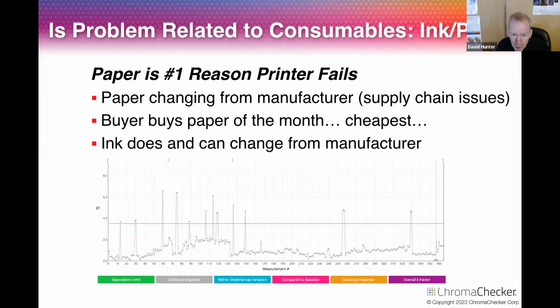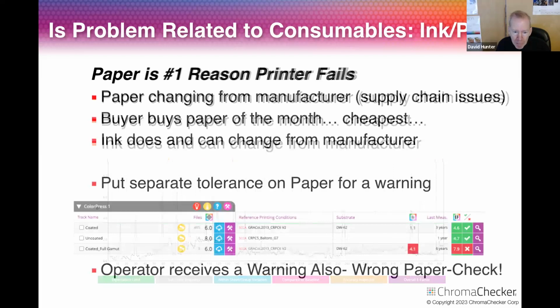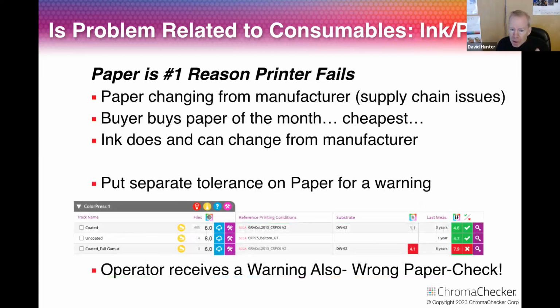And with ChromaChecker, all you have to do is set up the paper that you're using within the Substrate Inspector. And we have videos on how to do that. And then once you've set that paper up in Substrate Inspector, you can actually put a tolerance on the paper independent of the print track. So if you take a look here on this Color Press 1, you see over on the right, there's a substrate category and there's a red number of a 4.1, which is the E factor of the paper. And on the right of it, the printer's at a 7.3.